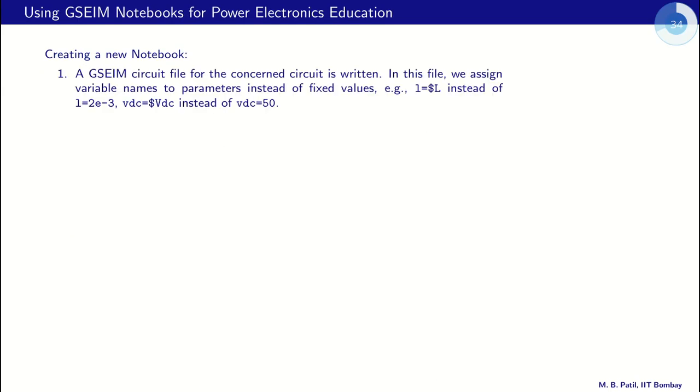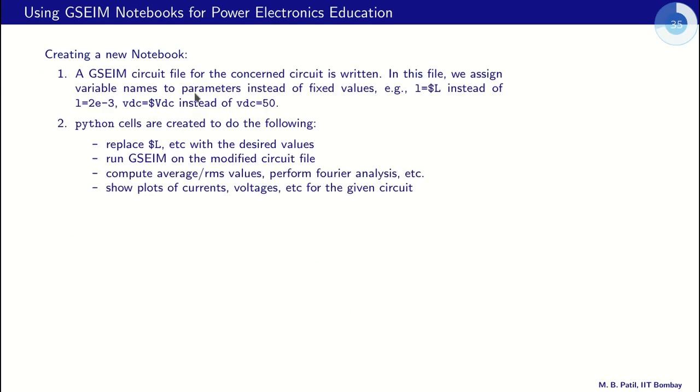Alright, so just to summarize, how do we create a new notebook? A GSEIM circuit file for the concerned circuit is written first. In this file we assign variable names to parameters rather than fixed values. For example, we say L equal to $L, some variable name, instead of L equal to 2e minus 3, instead of saying 2 millihenry, or VDC equal to some variable name $VDC, instead of saying, say, VDC equal to 50.